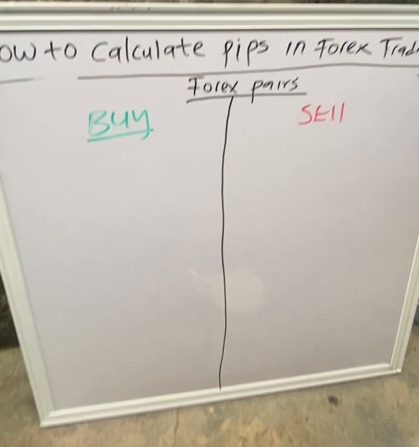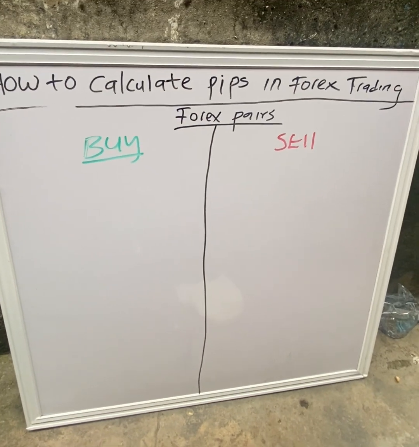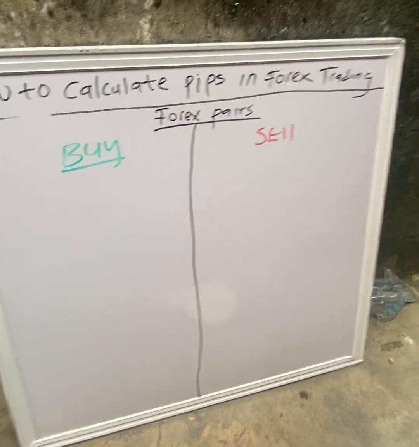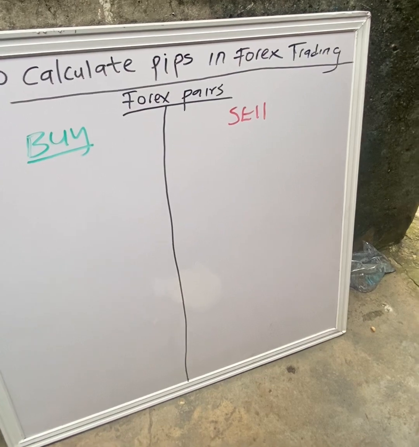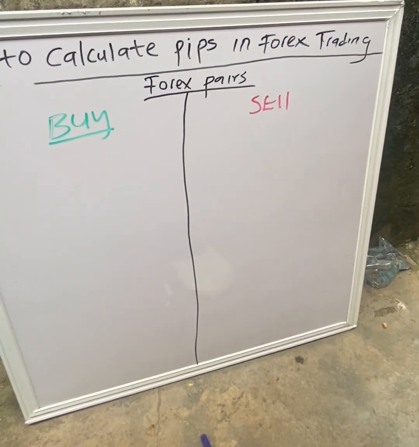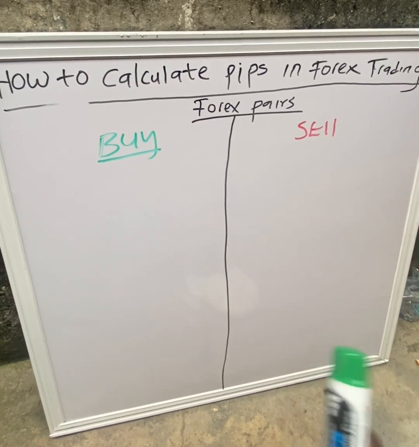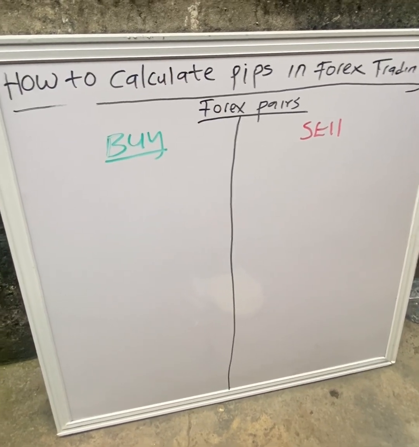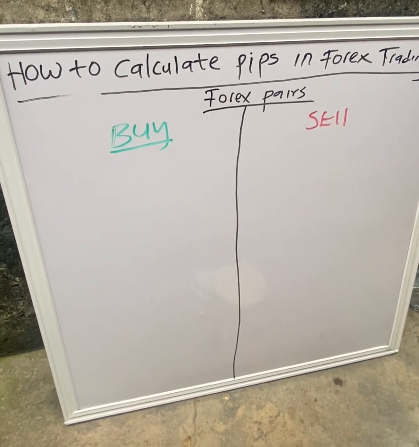So we'll be treating how to calculate pips in forex trading. I'll be doing examples on forex pairs, gold, and the US30. So let's get started.